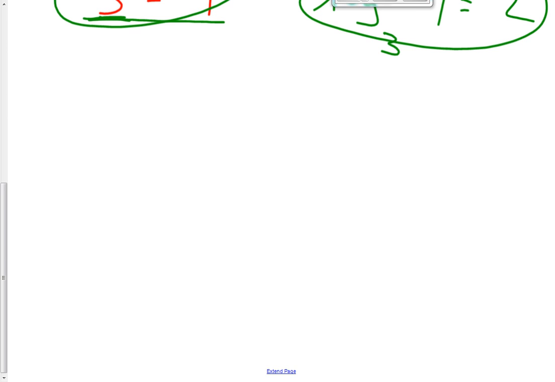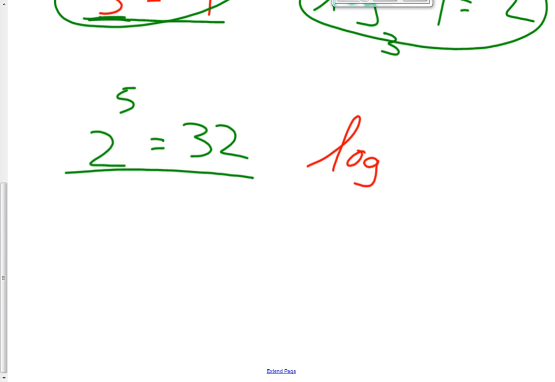Let's practice it again. 2 raised to the 5th equals 32. This is exponential form. To write the logarithmic form, you're going to have a log in it. It's the log with the same base. Log base 2 of the number on the right, log base 2 of 32, equals the exponent, and the exponent is 5. So that's the relationship between these two.